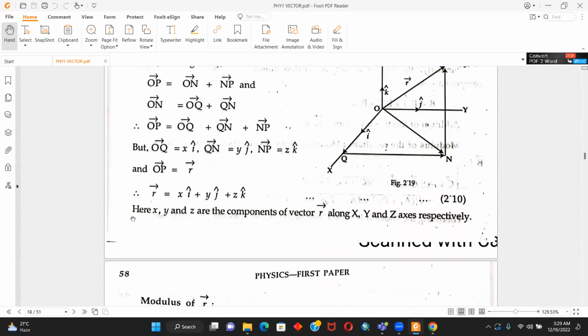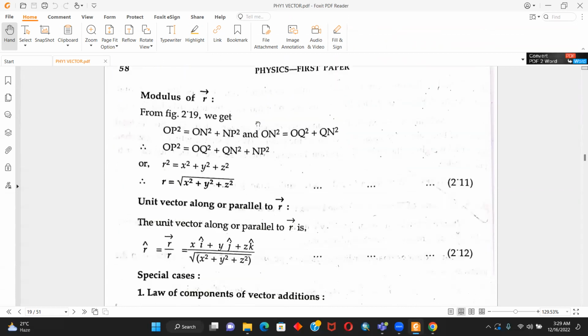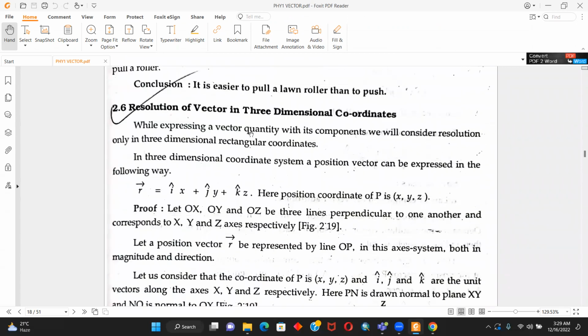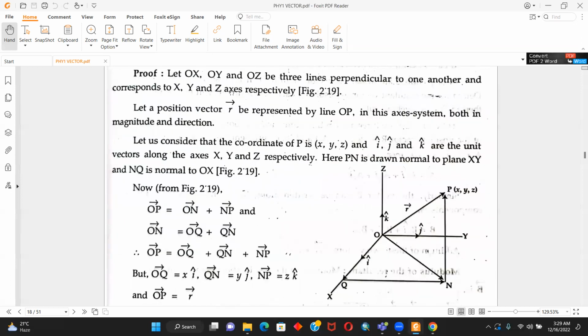So they have proved how you will get the position vector R equals xi cap plus yj cap plus zk cap. Anyway, while expressing a vector quantity, we have already read that. So let OX, this is the OX, then OY and OZ be three lines perpendicular to one another.